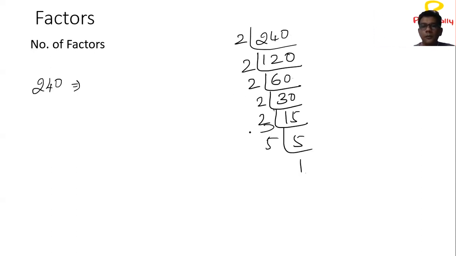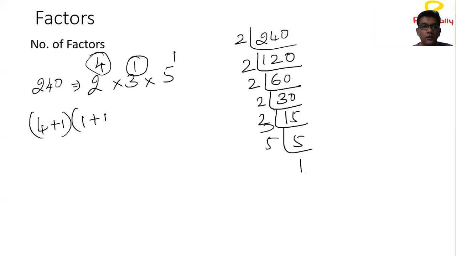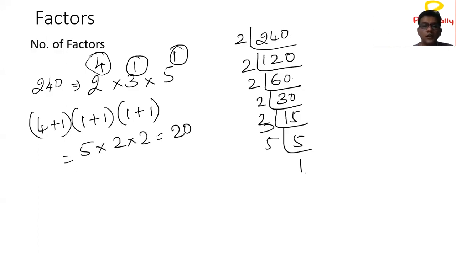So now, how many powers of 2 do I have? I have 4 powers of 2. How many 3's? 1. And how many 5's? 1. So what is my total number of factors? Take this 4, add 1 to it. Take this 1, add 1 to it. Take this 1, add 1 to it. So what do I have? I have 5 into 2 into 2, and that makes it 20. So there are 20 factors of 240.